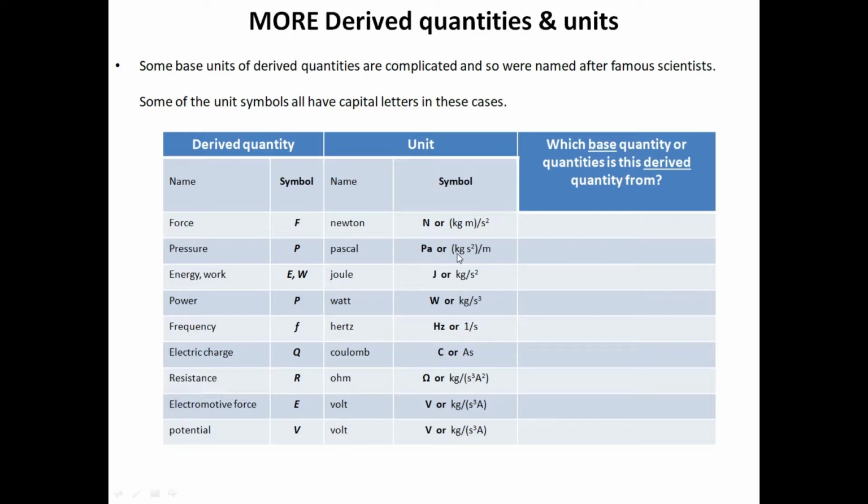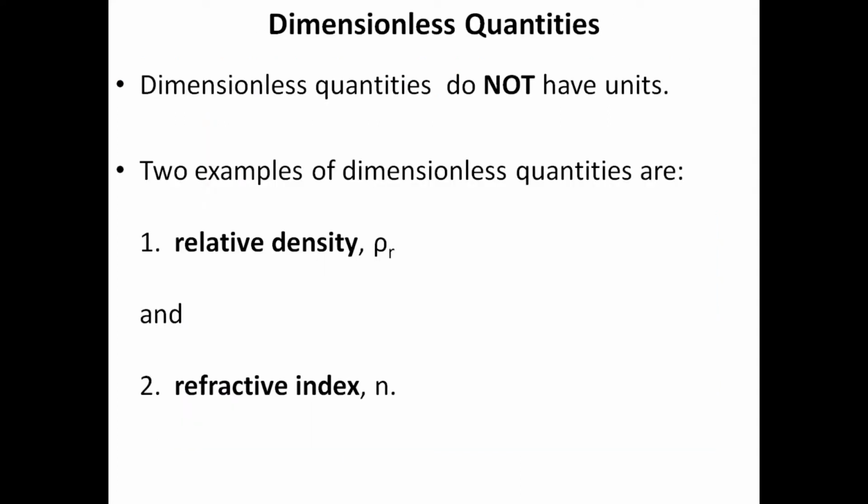Great. So from this you can see mass, time, length. For Joule you can see mass, length, time. For Watt you can see mass, length, time. For Hertz you can see time. For Coulomb you can see current and time. For resistance you can see mass, time, current. For electromotive force you can see mass, time, current, and the same thing for potential difference. So if you did that, kudos to you.